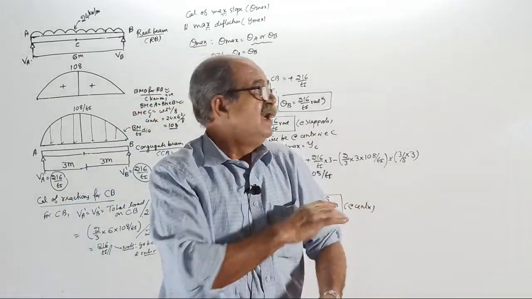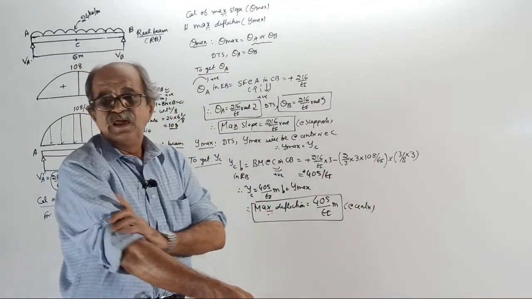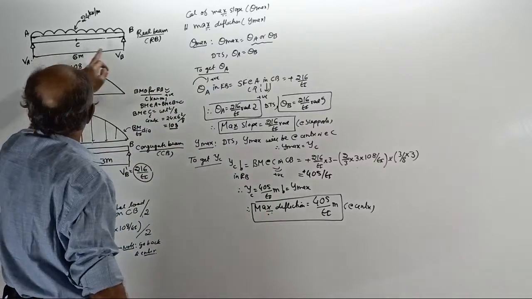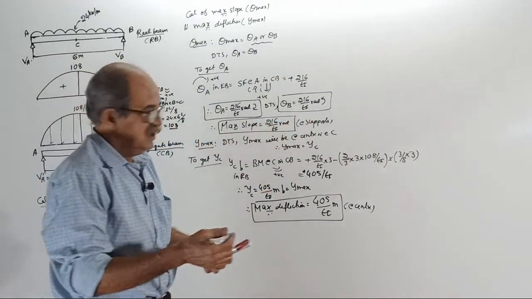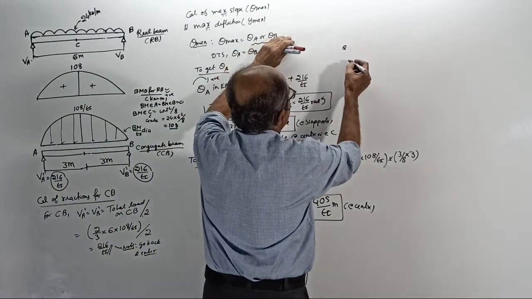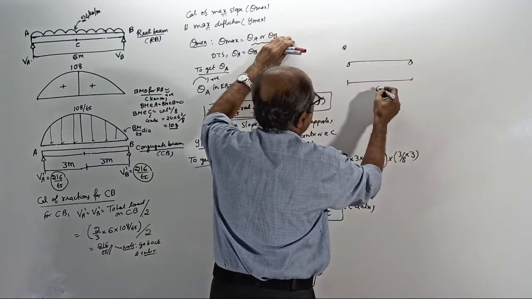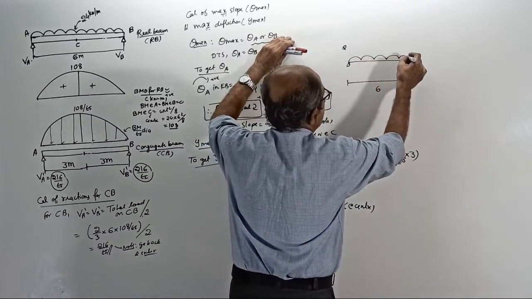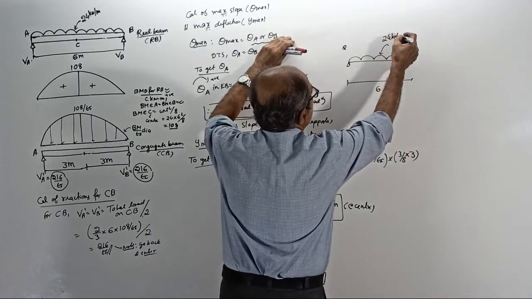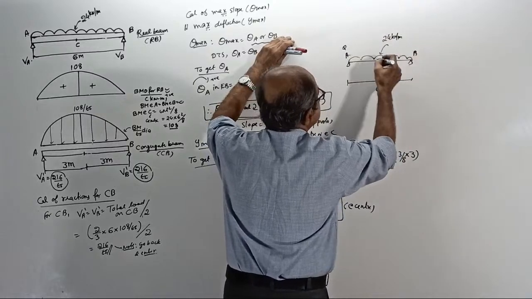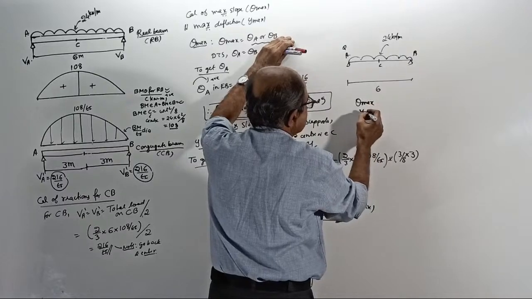Yesterday's question, I told the question number, I don't know the question number. Next question: simply supported beam of span 6 meter, loaded by UDL of 24 kilonewton per meter. I will call the ends A and B, and the center is C. They want to find theta max and y max.